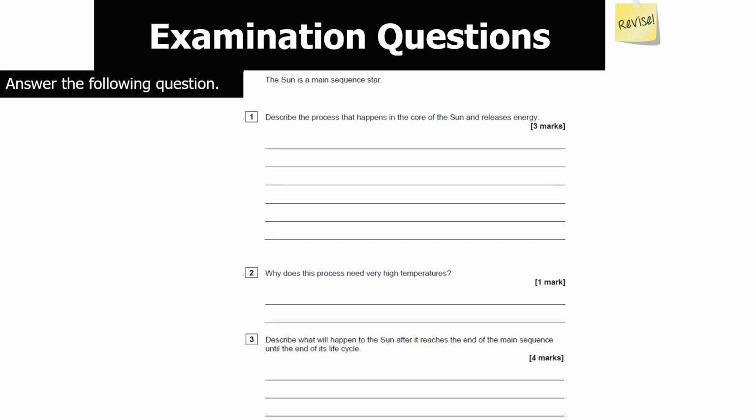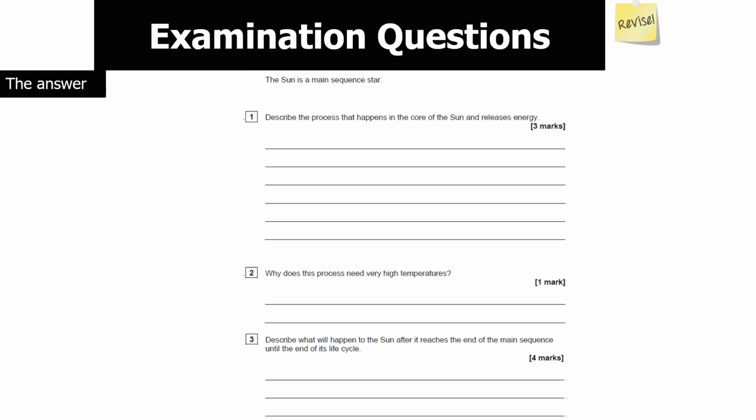The next question says, the Sun is a main sequence star. Describe the process that happens in the core of the Sun and releases energy. Why does this process need very high temperatures? And describe what will happen to the Sun after it reaches the end of its main sequence until the end of its life cycle. So pause the video now, then unpause the video when you want to go through your answer.